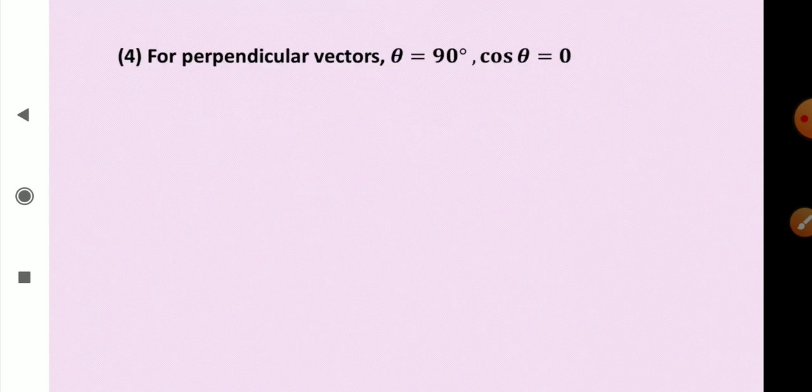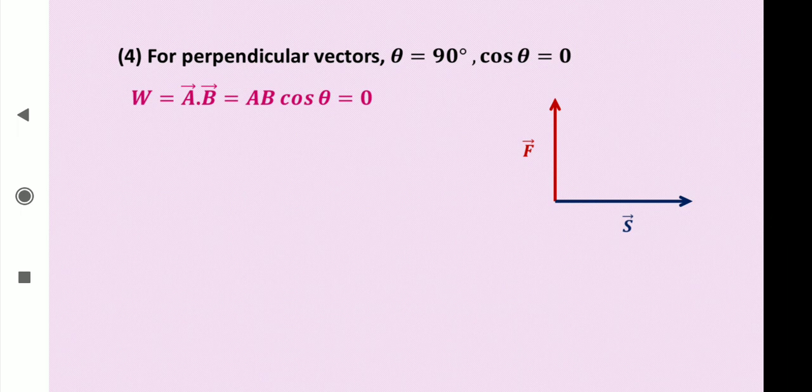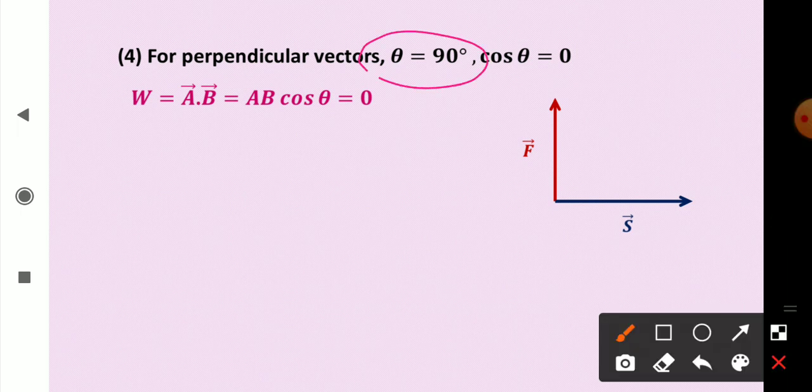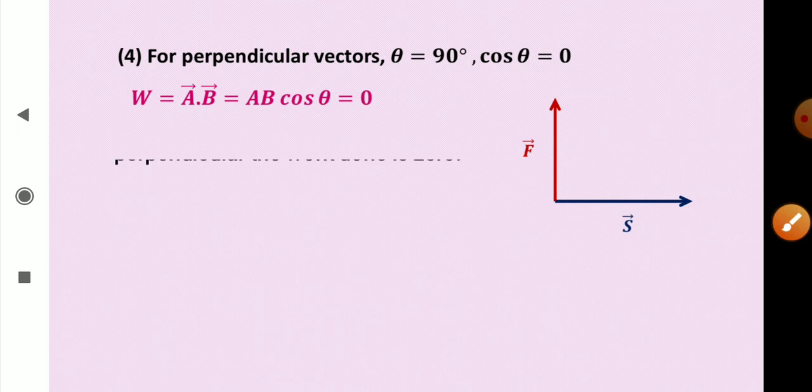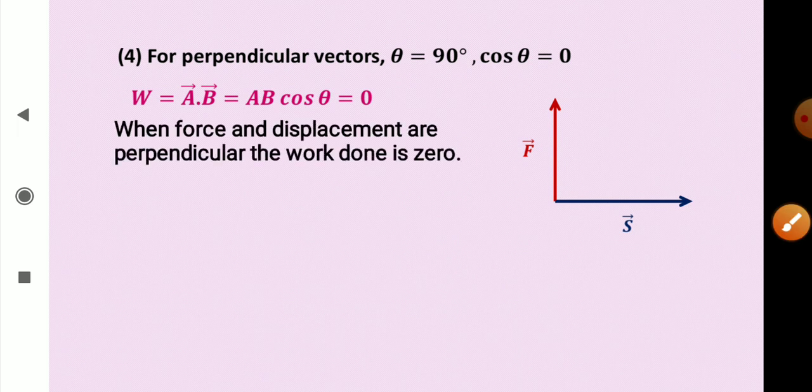And what if the vectors are perpendicular? That means if force and displacement are perpendicular. You see, if theta is 90 degrees, cos 90 is 0. So, you know that the scalar product of two perpendicular vectors A dot B is 0 because cos 90 is 0. So, when the force and displacement are perpendicular, work done will be 0.